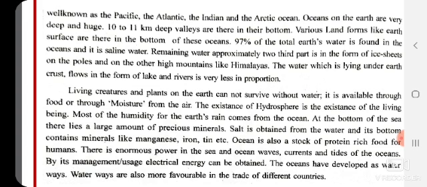And you can see that on the high mountains also, if you go to mountains like the Himalayas, you can see them all covered with snow. The water which is lying under the earth's crust and flows in the form of lakes and rivers is very less in proportion.